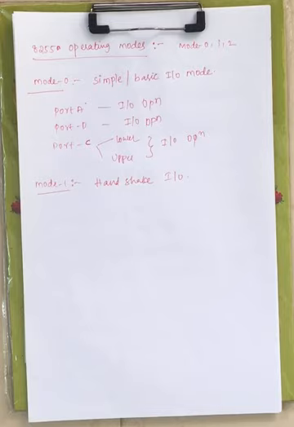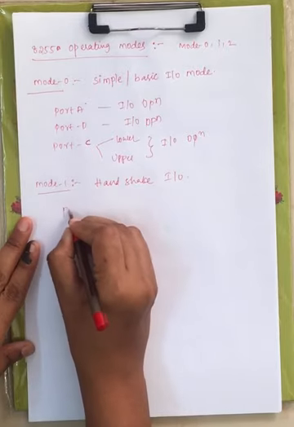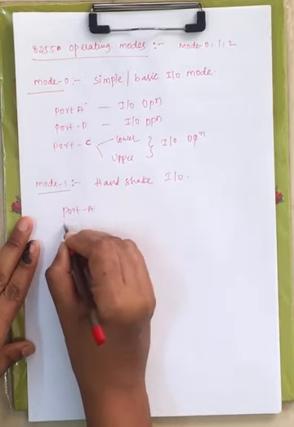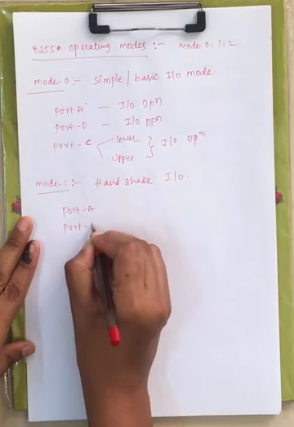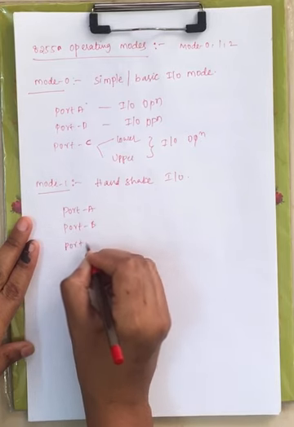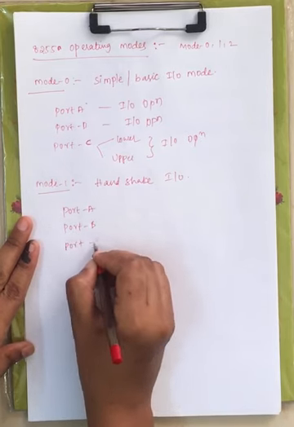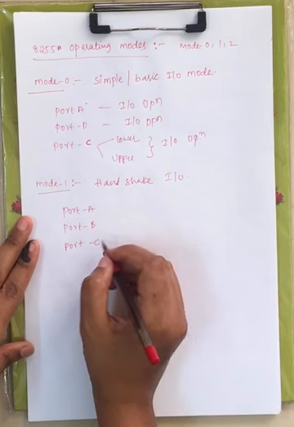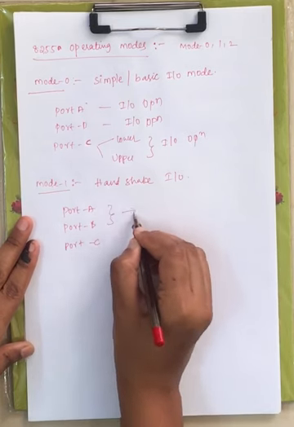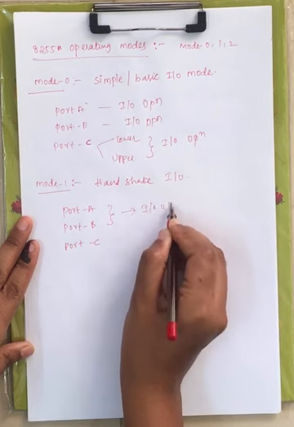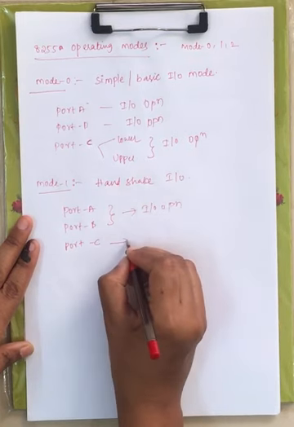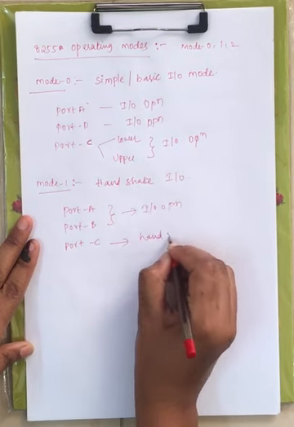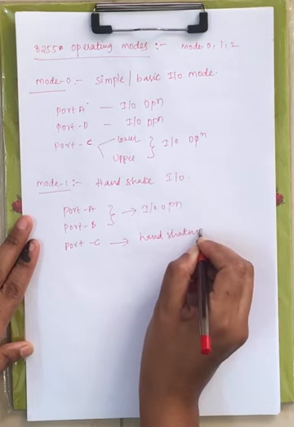Now in this mode you have three ports: port A, port B and port C, right? Port A and port B can be used for input or output operation. Port C is used for handshaking.